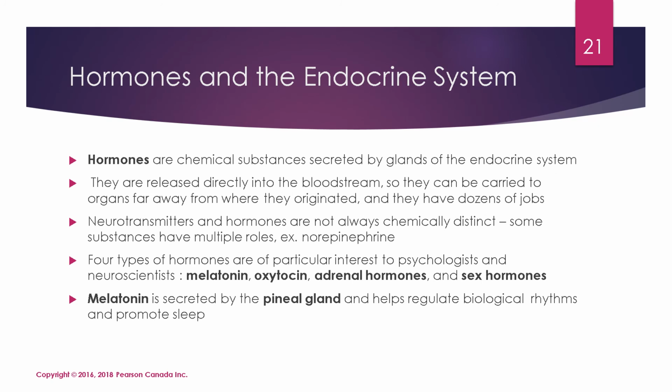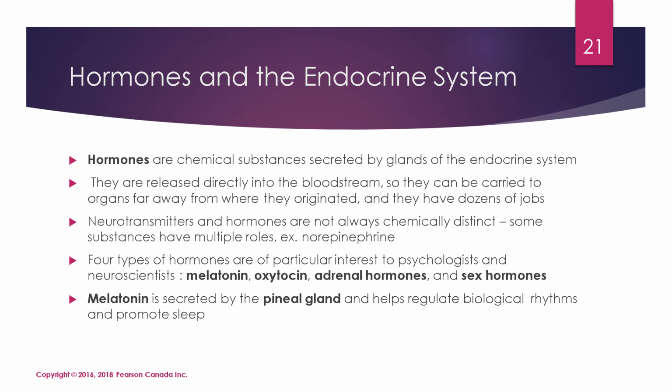And then finally, I want to talk briefly about hormones, because hormones can also affect our nervous system functioning. They're chemical substances secreted by glands of the endocrine system, which is a different bodily system, but very closely related to a lot of our other systems. They're released directly into the bloodstream, so they can be carried to organs far away from where they originated, and they have dozens of jobs. Whereas neurotransmitters hop from one neuron to the other, so they really only exist within that nervous system. The hormones are released into the bloodstream, so they can travel in that way.